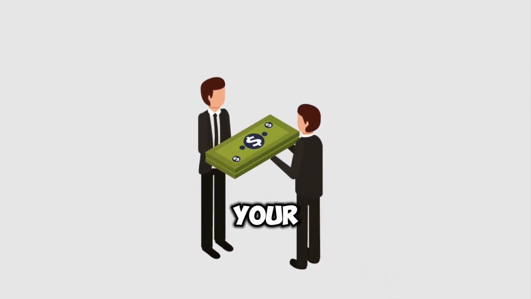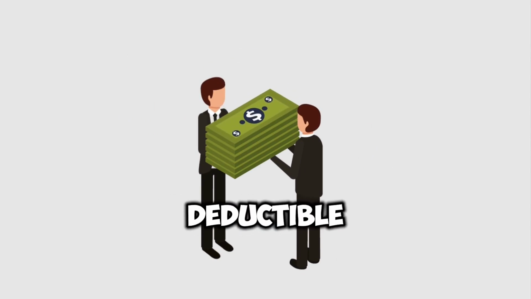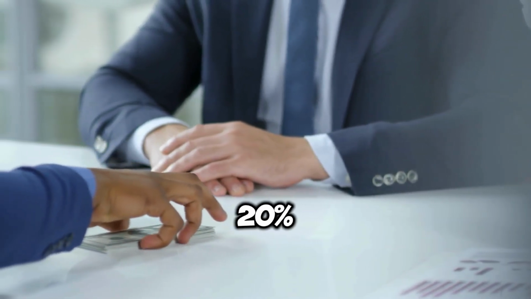Example: if your policy has an 80/20 coinsurance, after you've paid your deductible, your insurance covers 80% of the costs, and you're responsible for the remaining 20%.